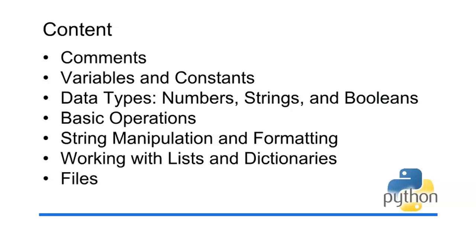First, it explores comments, explaining how to document code effectively. Next, it dives into variables and constants, teaching how to store and manage data. The lesson then reviews data types such as numbers, strings, and booleans, followed by basic operations like arithmetic and comparison. You'll also learn about string manipulation and formatting, critical for handling text data, as well as working with lists and dictionaries for managing collections of data.